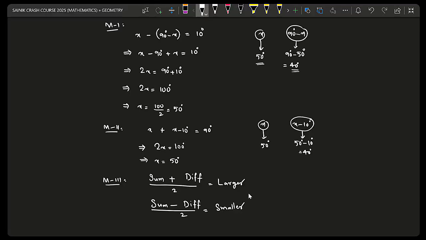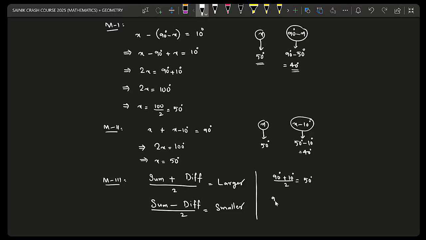If you remember this, no need of writing any equations, x, 90 minus x, nothing. See here, as from this question we know they are complementary angles. So what is the sum, Sriyansh? Sir, 90. Yes, 90. And what is the difference they said? 10. So just do 90 plus 10 by 2, and directly you will get the larger angle. What is the answer? 50. So it is 50 degrees. 100 by 2 is 50.